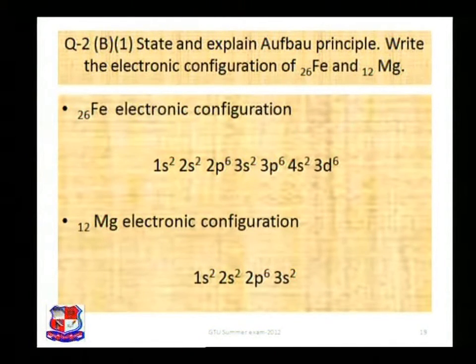So we have written 1s2, then 2s2, then 2p6, then 3s2, 3p6, 4s2 and 3d6. For magnesium, we have the atomic number 12, and the electronic configuration is given as 1s2, 2s2, 2p6 and 3s2.